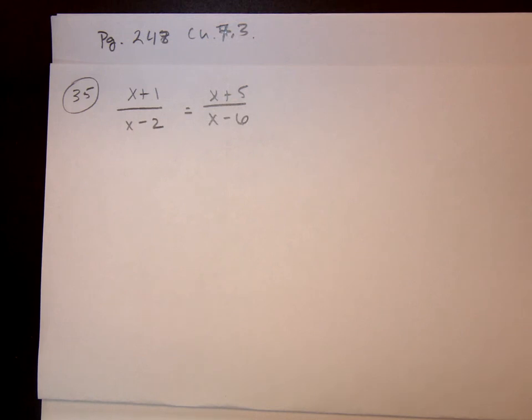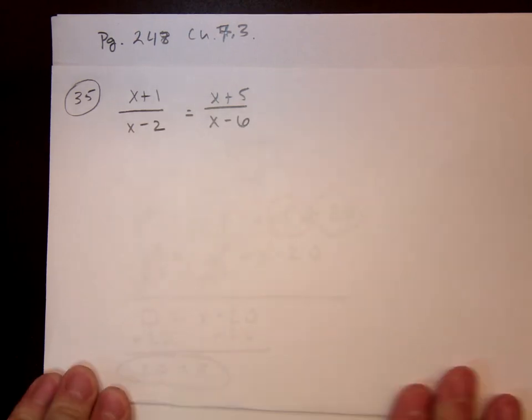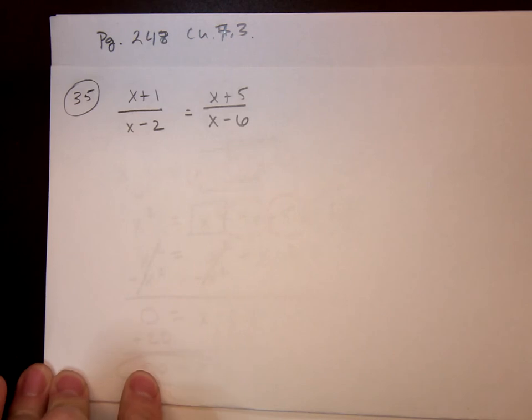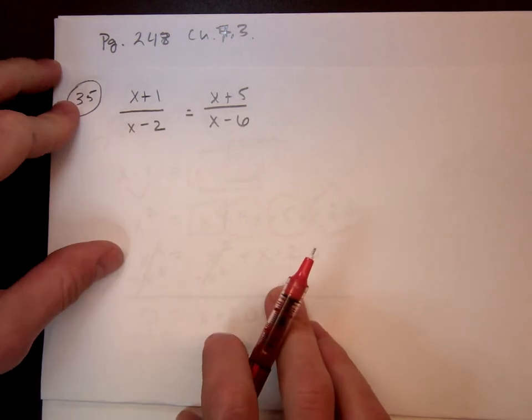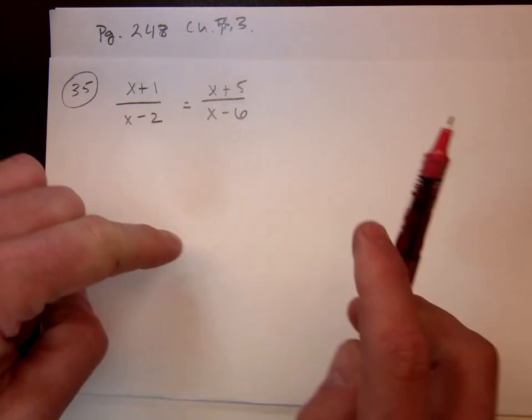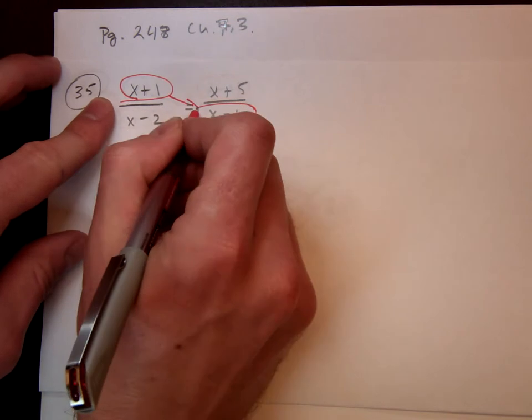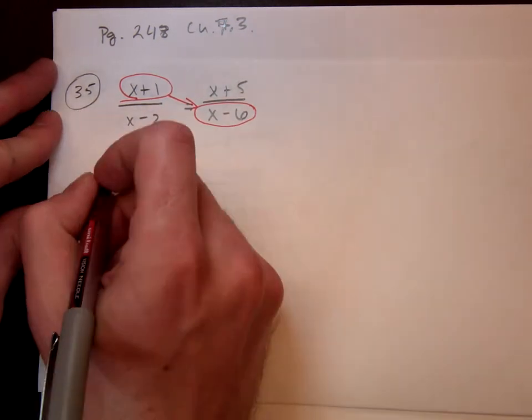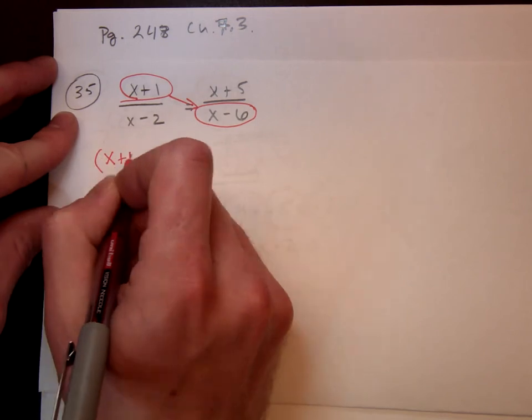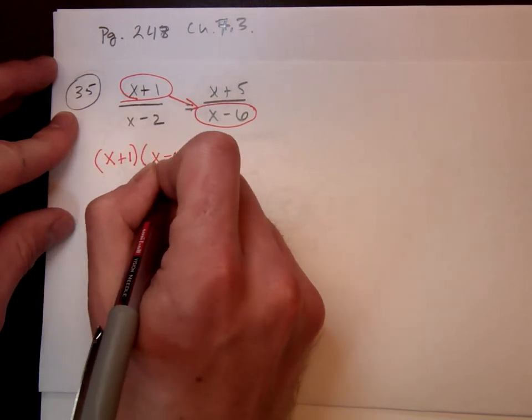All right, so this is once again out of chapter 7.3, page 248, number 35 in this case. So this example is very, very similar to number 33, which you'll also find on the page here, or an example of. Now, anytime we see a proportion, hopefully you're thinking that we are going to, that's right, cross multiply. So I'm going to take the x plus 1 and multiply it times the x minus 6, x plus 1 times x minus 6.